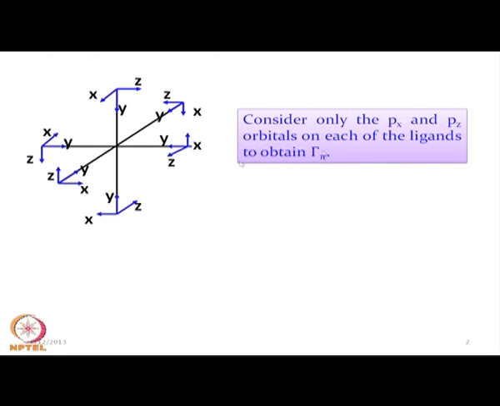So, we consider these two orbitals on each of these ligands, the combination of this px and pz from each of the 6 ligands. So, altogether we will have 12 orbitals.